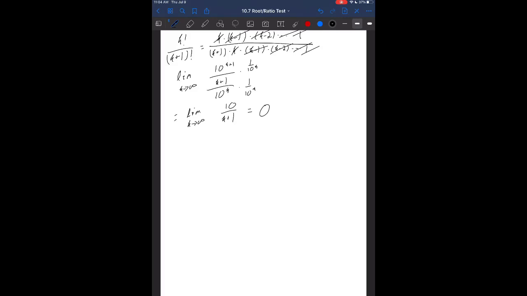Okay, great. So this is an example where we wouldn't have been able to use any of our other previous tests on this problem. Let's do another one.